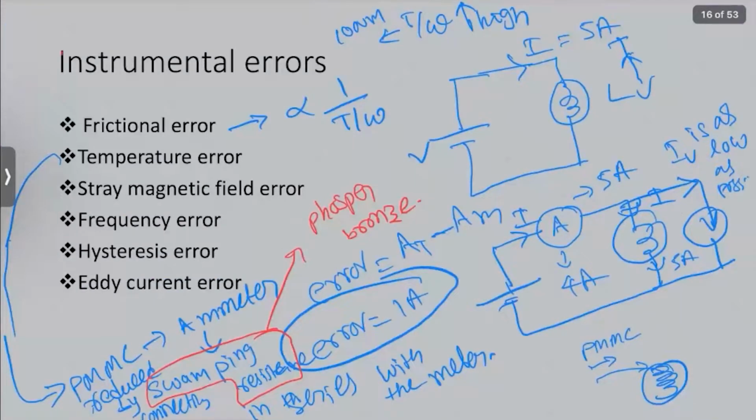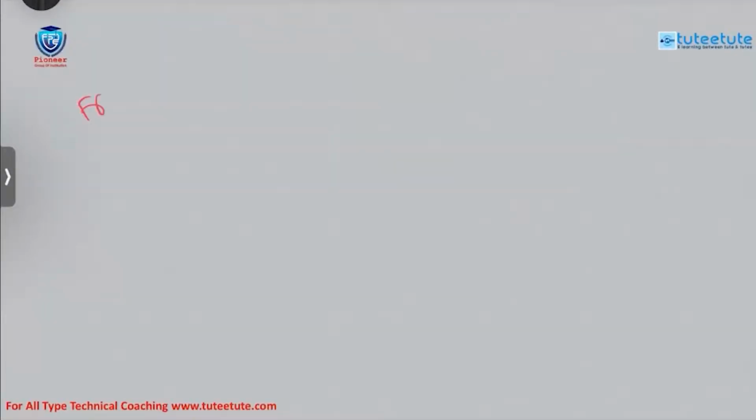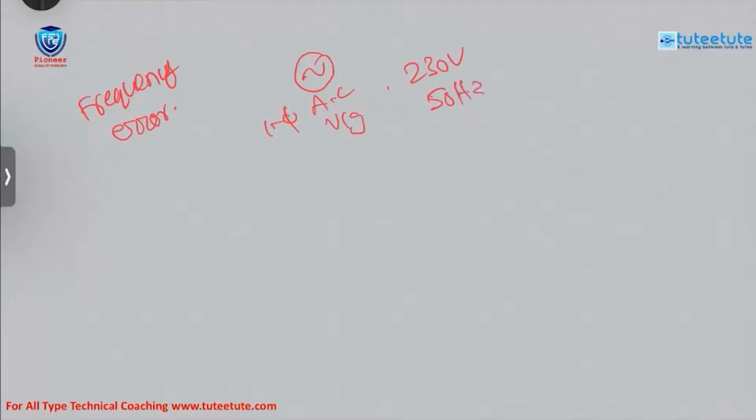Next error is frequency error. What is meant by frequency error? For the same quantity, if the frequency of the quantity is changing, that is frequency error. Let's take an AC supply. Normally, in general, a single phase AC voltage will be 230 volts and 50 hertz. But in our telecommunication equipment, the frequency is going to be varied. It may go to kilohertz or even megahertz.